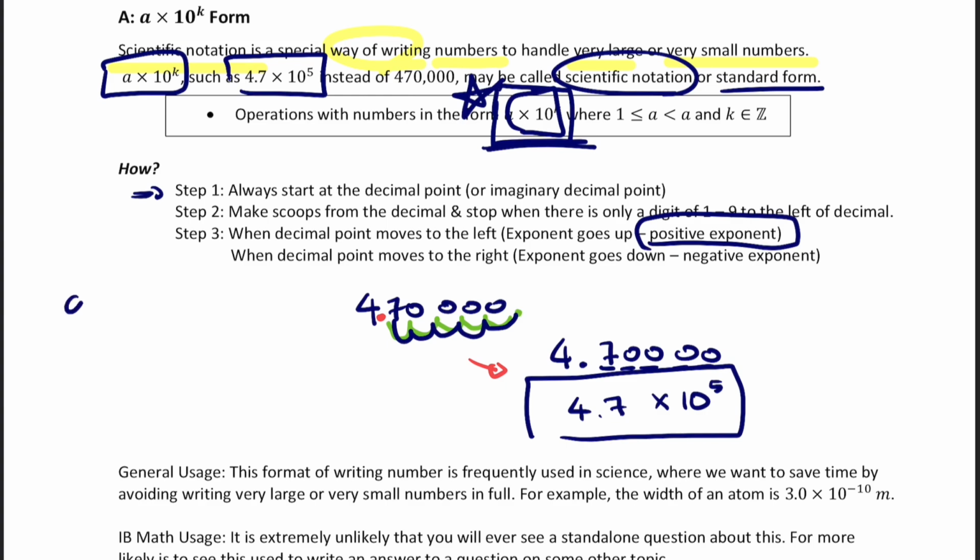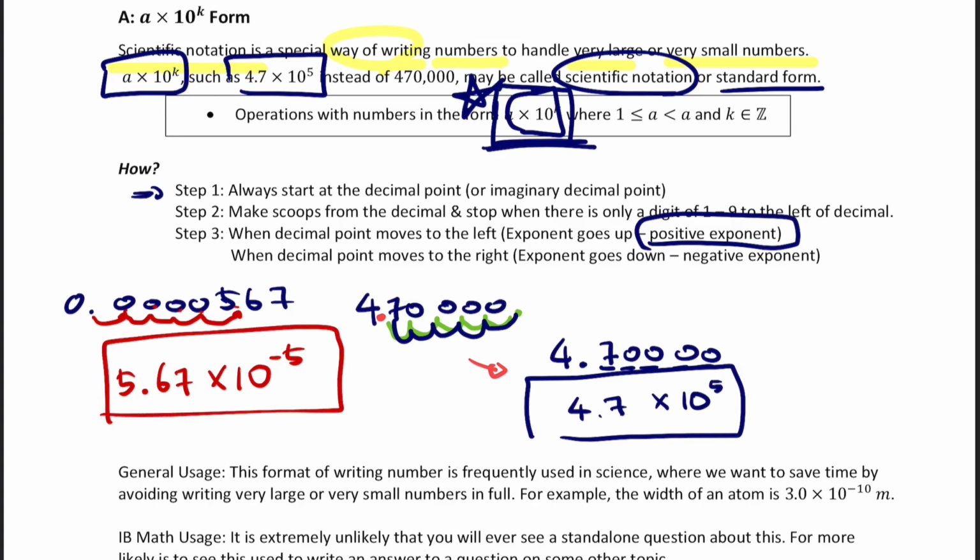Then, for example, if you have a number like 0.0000567, in this case you're moving your decimal place to the right. Then we can say 5.67 times 10 to the 1, 2, 3, 4, 5. Since we have moved to the right, the exponent needs to be a negative number. So we can write the scientific notation like this.